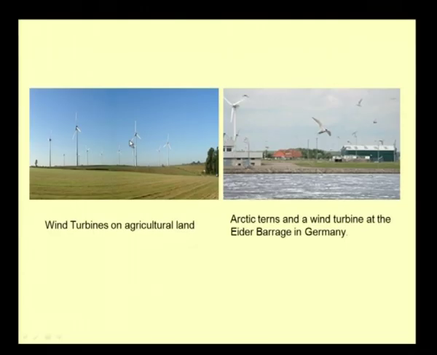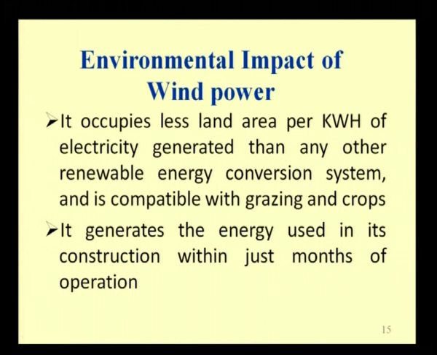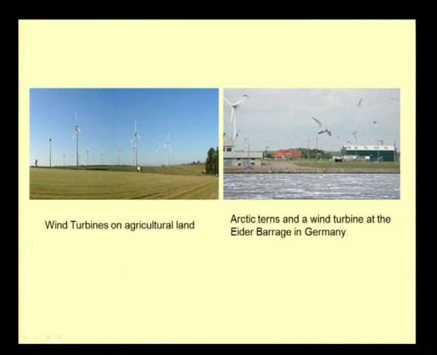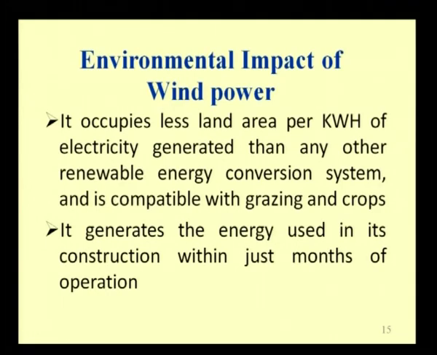These are all onshore and offshore wind production. See, the wind turbines on agricultural land, and here it is on the shore. And now, how are they impacting the environment? See, it occupies less land area per kilowatt hour. Look at the diagram, they are not occupying more area, and here the cultivation is happening. So, it is in no way disturbing the cultivation area. And the energy conversion system is compatible with grazing and crops.